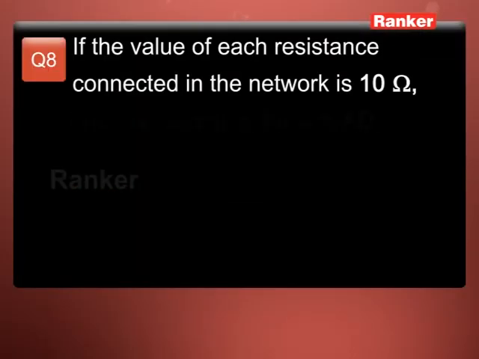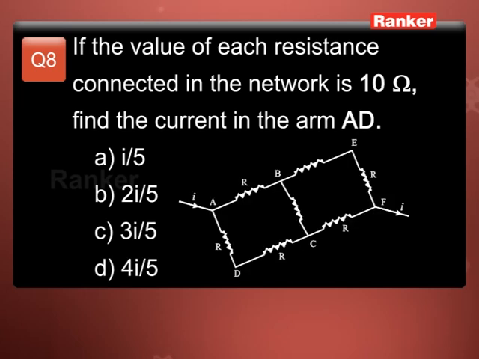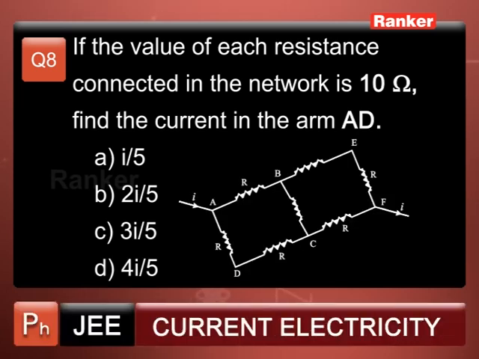Let us check question number 8. That is the 8th problem we are dealing with. Let me read out the problem first. If the value of each resistance connected in the network is 10 ohm, find the current in the arm AD. A small circuit has been given here.